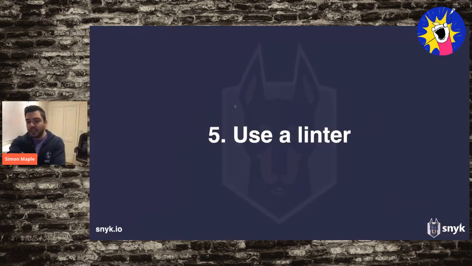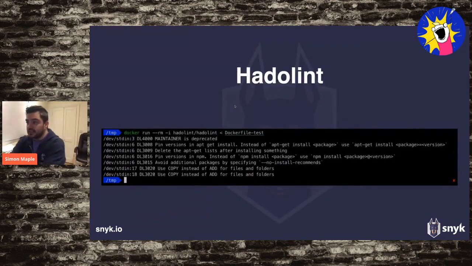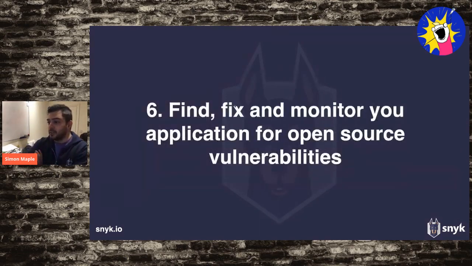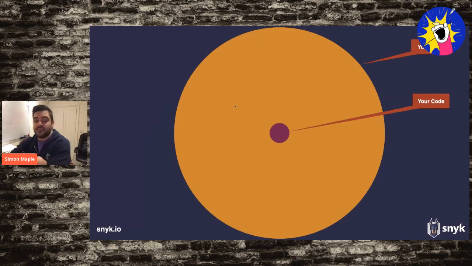So let's do a few more before we finish. Use a linter. A linter is a very, very important thing as a developer to use. Here we have Hadolint, and Hadolint can look at our files, like our Dockerfile, for example, and it can tell us to use COPY instead of ADD for files and folders and things like that. Very, very useful things that we can do. Another thing we can do is find and fix vulnerabilities that exist in our open source libraries as well. I can give you a quick demo of that towards the end if we have time.